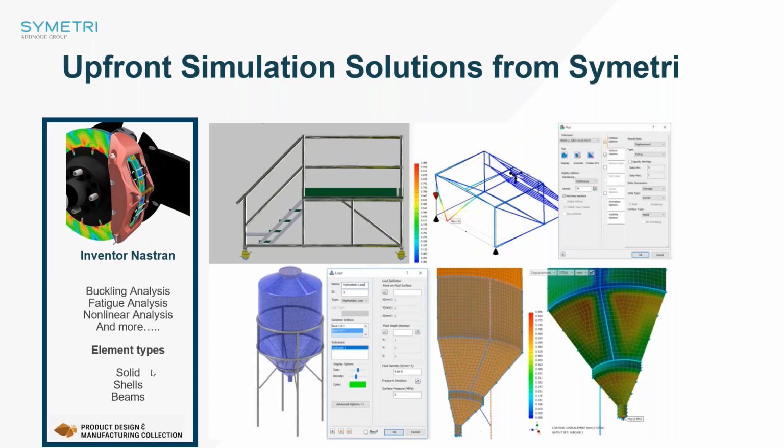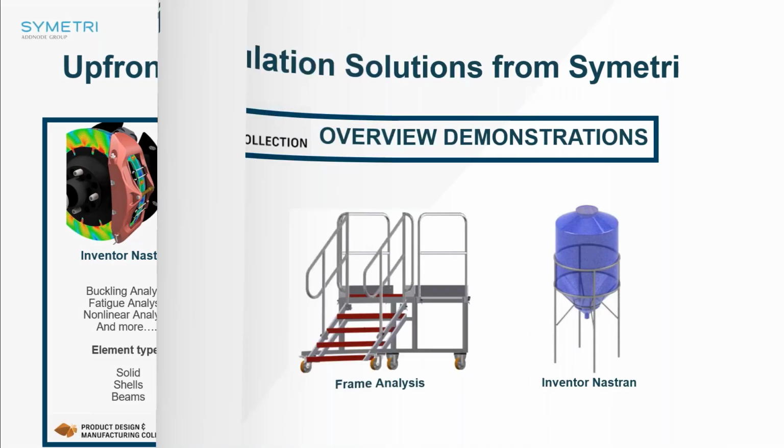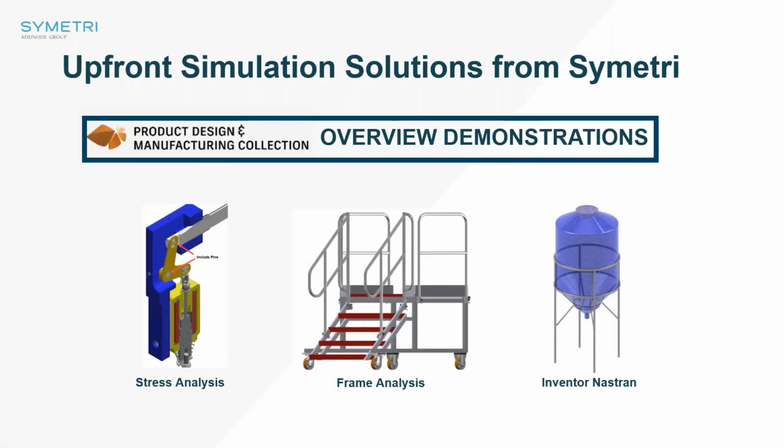So the way I've designed this is I will show you examples which can only be done in each of these different technologies. The examples which I'm going to demonstrate in the next couple of minutes, hopefully trying to keep the timing as well, are: in stress analysis, we're going to look at the little lever example. In the frame analysis example, we're going to look at a platform. And in Inventor Nastran, we're going to look at a plastic bottle with the stiffening rings around it. So let's just go straight into the environment.